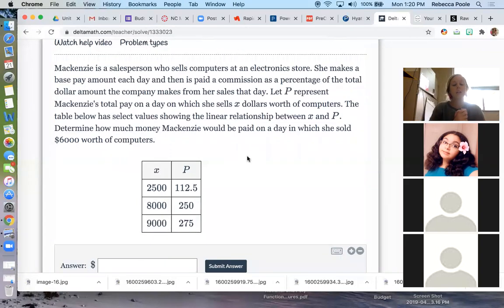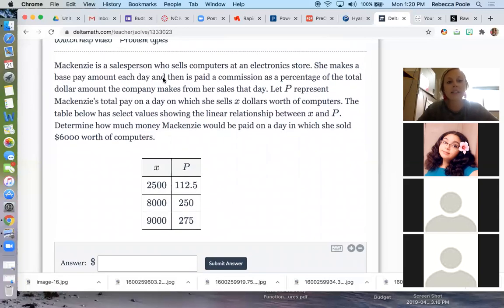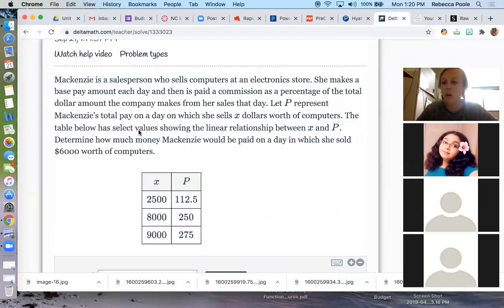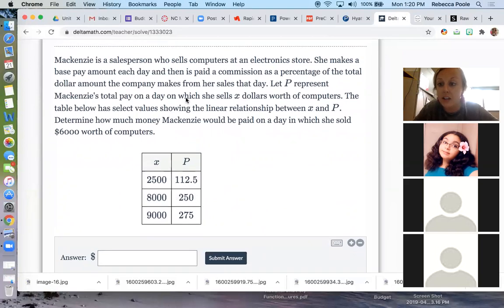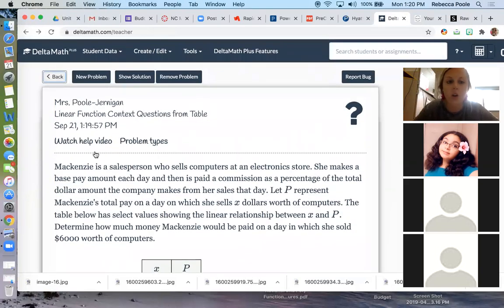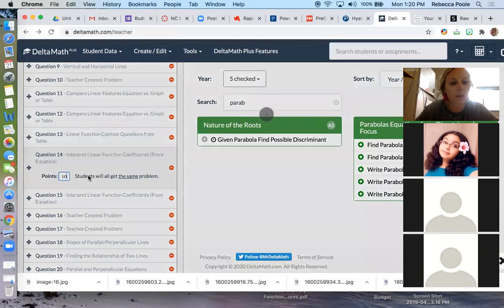All right. This one, I'm hoping we won't miss this one. Mackenzie is a salesperson who sells computers, blah, blah, blah. Oh, this one's extra credit tomorrow. So I'm not doing this one. Is that okay? I forgot there's an extra credit one. If you want to see how to do this one, come to office hours or text me after this, okay? But I'm not going to show everybody how to do the extra credit. Let's go to this one.